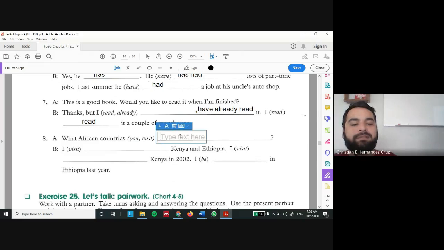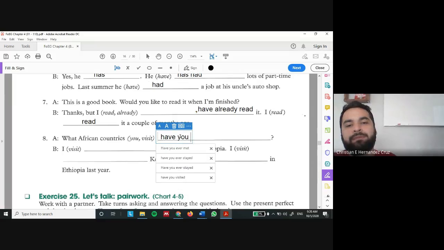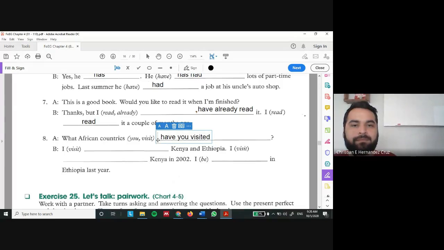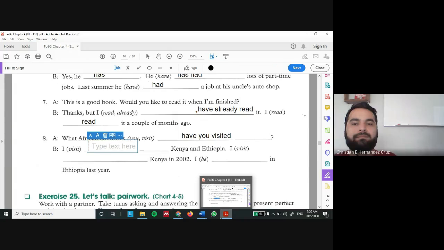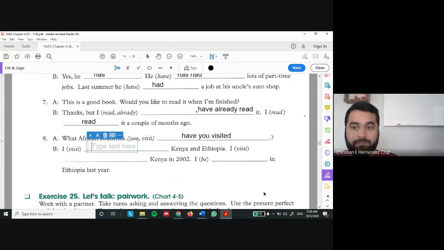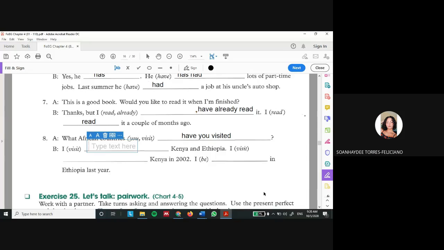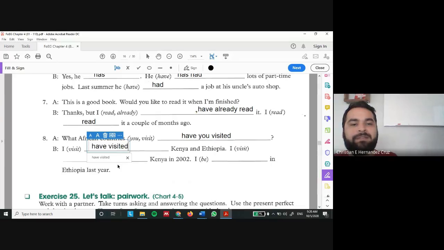What African countries have you visited? Okay, this one, I visit Kenya and Ethiopia. ¿Quién me lo puede decir? I have visited Kenya and Ethiopia. Fantastic. What about the next one? I visit Kenya in 2002. Visited.